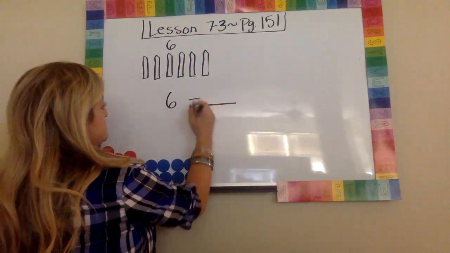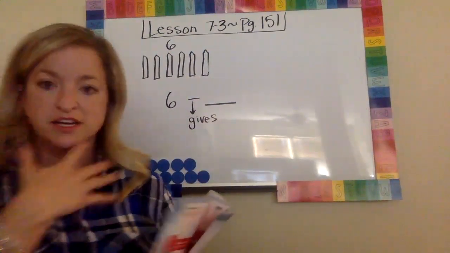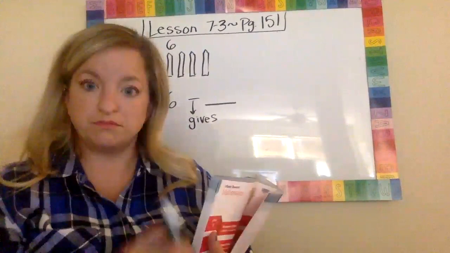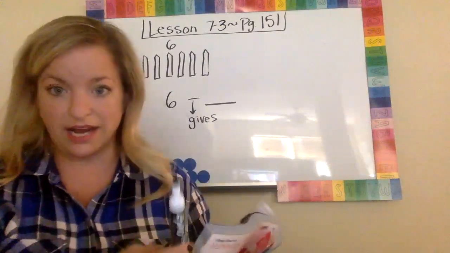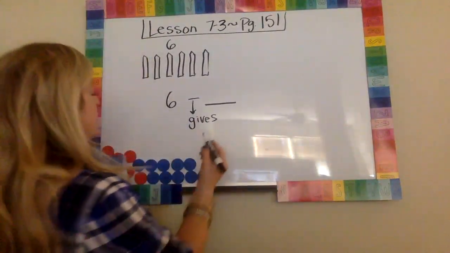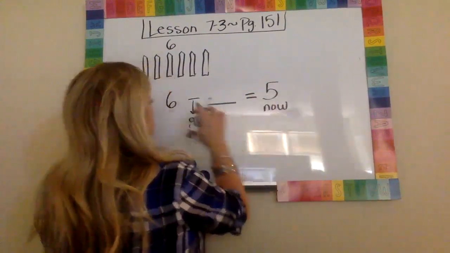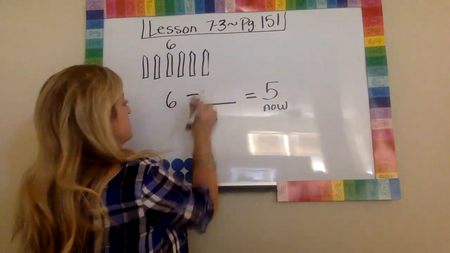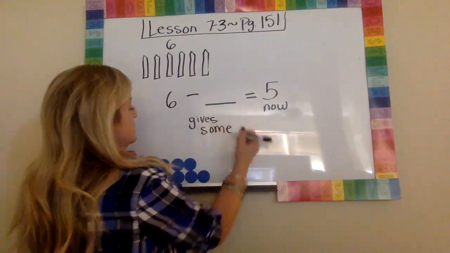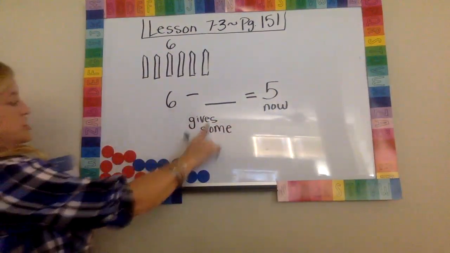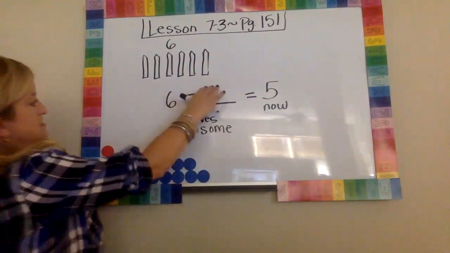So when I'm subtracting, that means I give some away. So if I am saying I have 5 markers and I give some away, that means I'm subtracting. Now she has 5 pencils. Remember, this means now. So this subtraction means I'm giving some. Gives some down here. So she had 6. She gives some away, which is this whole thing right here. Now she has 5.